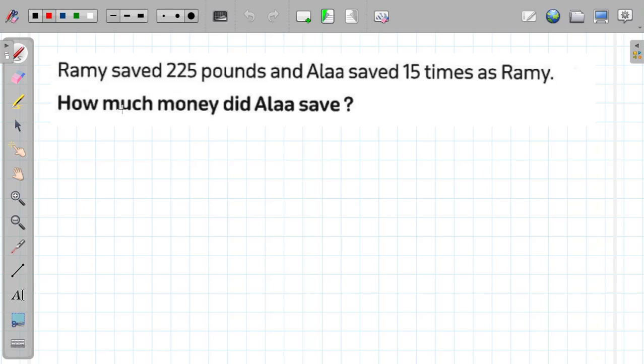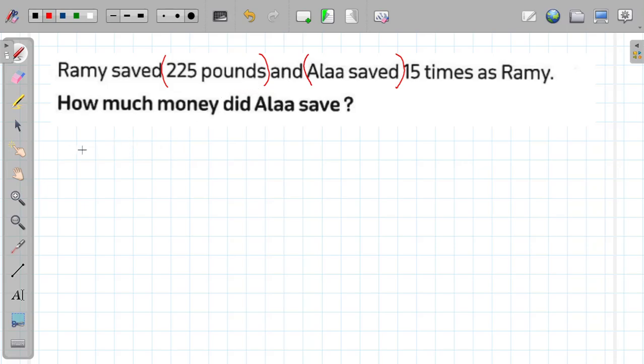Let's try another one. It says Rami saved 225 pounds, and Alaa saved 15 times as much as Rami. So how much money did Alaa save? I want what Alaa saved. Okay, so it says that Alaa saved 15 times as much as Rami. So I will repeat the amount of Rami's saving 15 times.